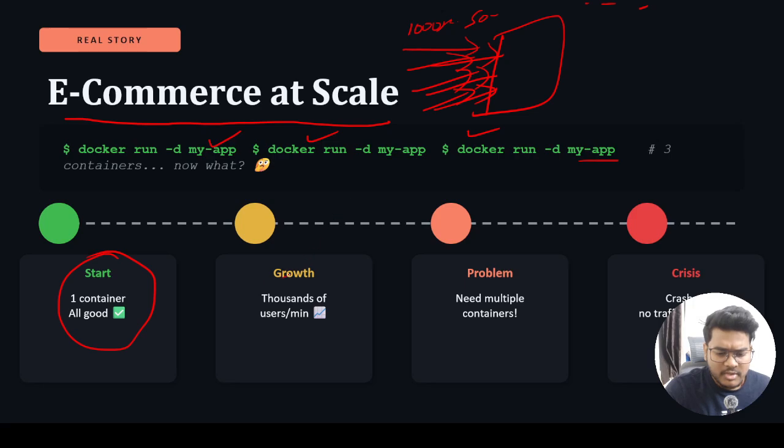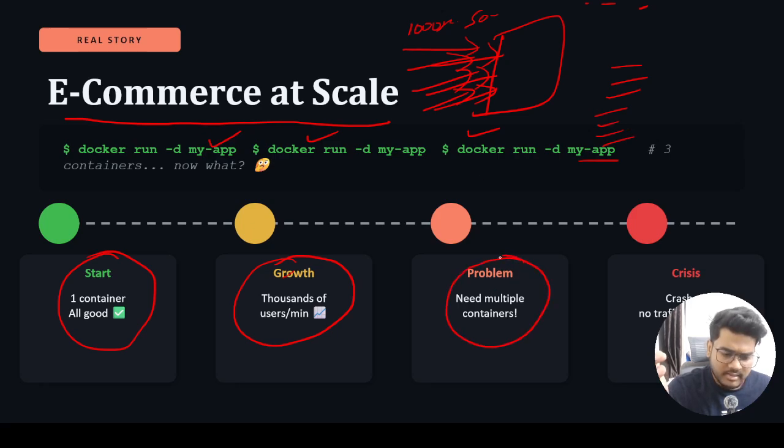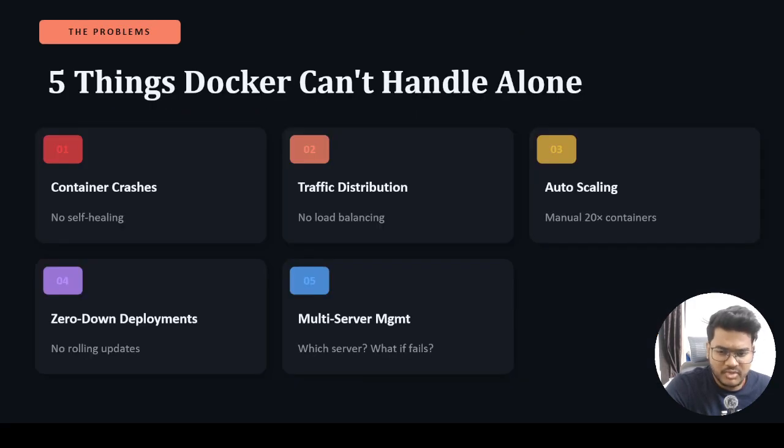When growth happens, obviously you need more containers. You can't just go and run the docker run command again and again, right? So the problem is you need multiple containers. And suppose your container crashes. In that case, you can't just go into the server and do docker restart with the container ID, right? So that is a very big issue here.